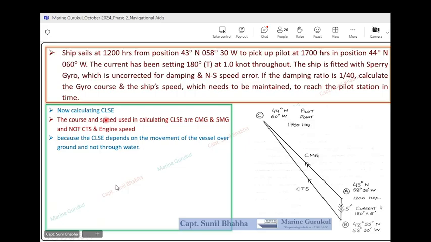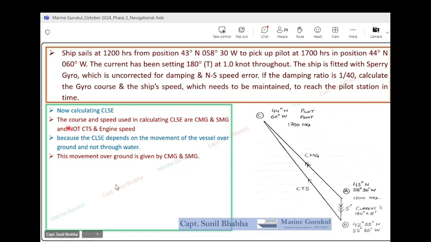Now moving on to calculation of the steaming error. Now when we are calculating the steaming error, we require the ship's speed and the ship's course. So course, latitude and speed are the three inputs required for calculating the steaming error. Now a doubt which arises in our mind is we have two courses available to us. One course is the CMG, course made good, and the other course is the CTS, course to steer.